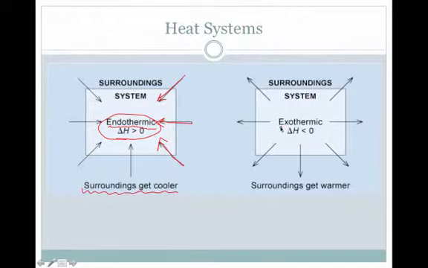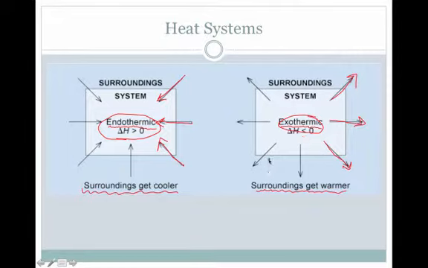Likewise, we can see the opposite here. This second system represents an exothermic process, either a chemical reaction or some sort of change that releases heat energy from the system into the surroundings. And as a result of this released energy, we would expect the surroundings to get warmer because the reaction itself has gotten cooler. It has released energy because it is exothermic.